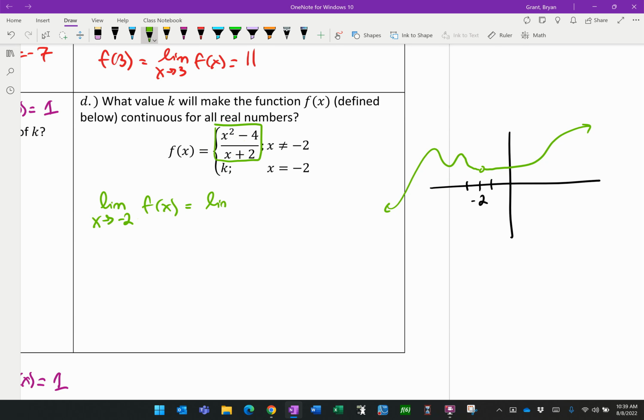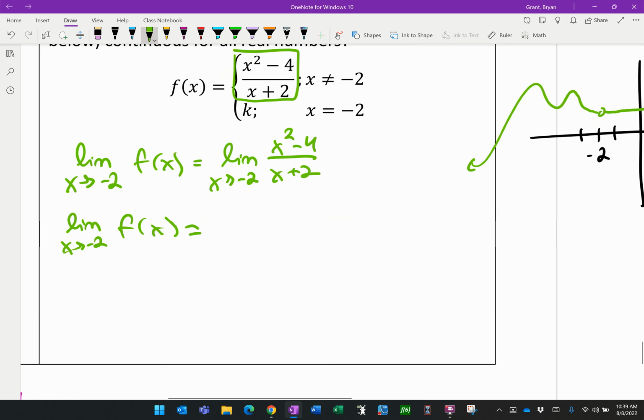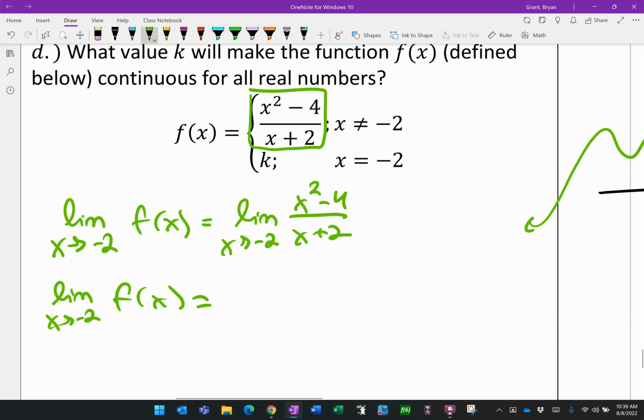It's going to be the limit as x approaches -2 of the function, which is (x squared minus 4) over (x plus 2). So I'm just going to keep this left side about the same here just so we can keep track of what's happening. On the right side, doing some mental math, you might notice if you substitute in -2, you get 0 in the denominator. And if you substitute -2 in the top, you get 0 in the numerator. So this limit is going to give us 0 over 0.